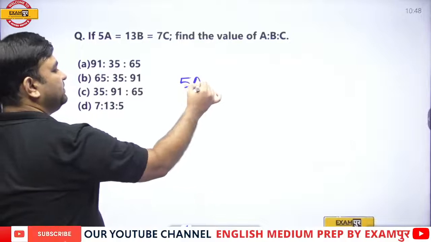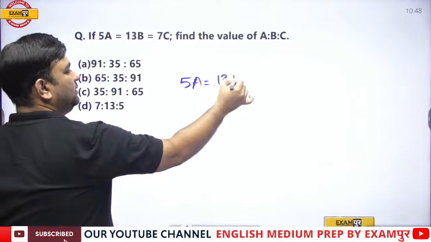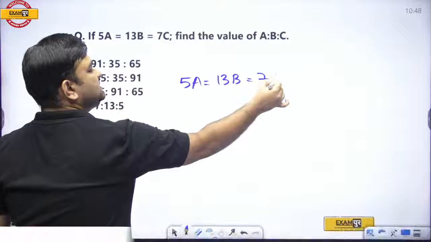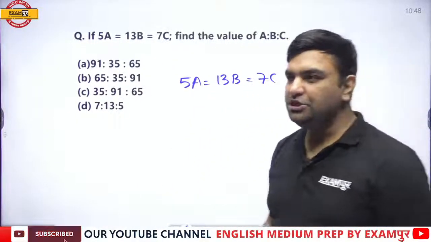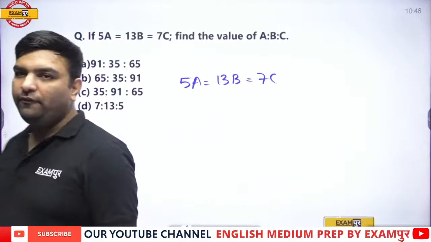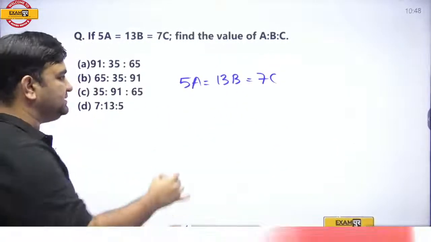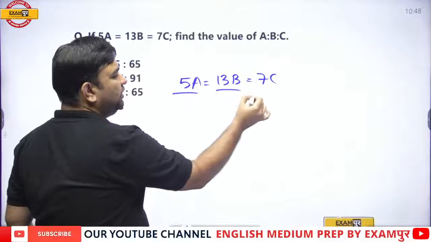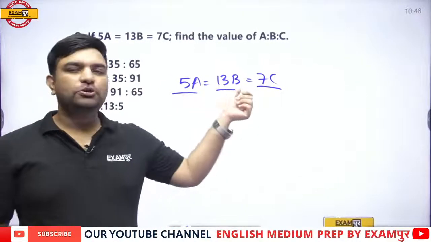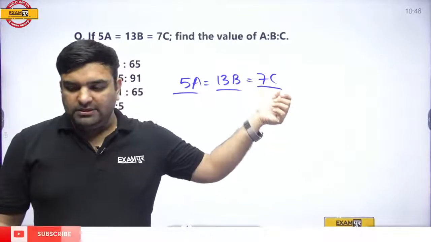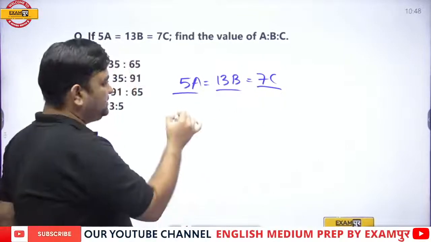5a is equal to 13b is equal to 7c. Some of you might be feeling, sir, their multiplication would not be that easy. So just do not worry. Directly divide by 15 into 3 into 7.